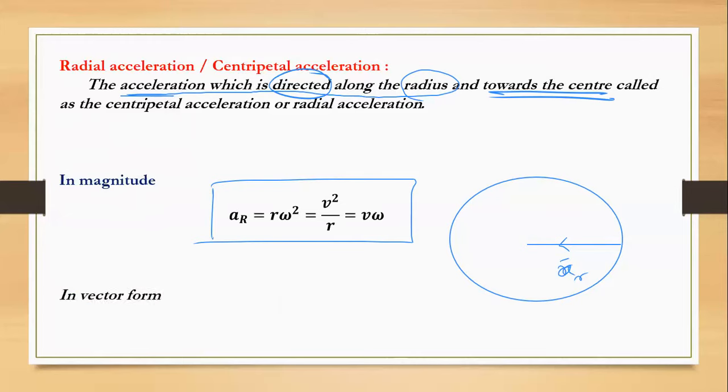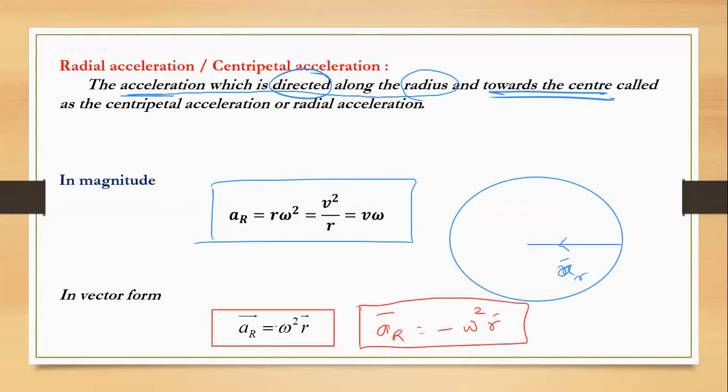In vector form, we can write the same equation like this. Radial acceleration AR bar is equal to minus omega square R bar. The minus sign is missing here, but you remember radial acceleration has the formula minus omega square R bar. So this is the formula. I hope you understood this radial or centripetal acceleration article.